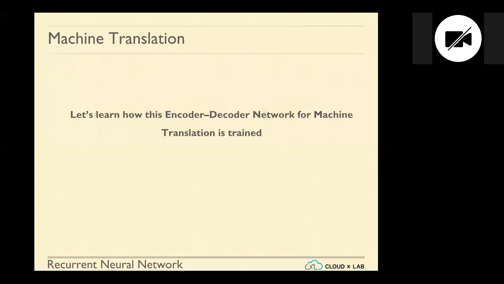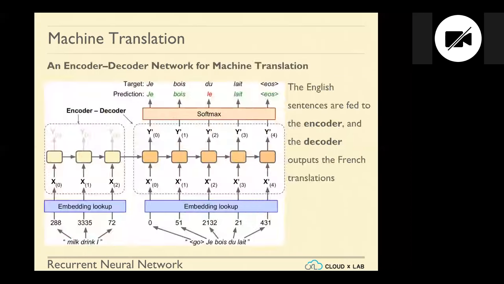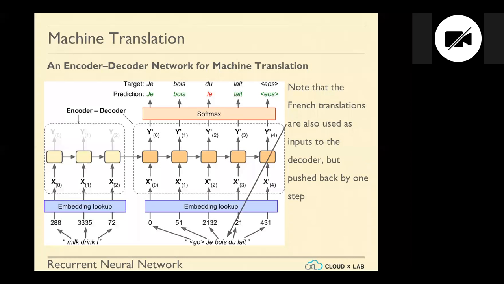All right, so let's learn how the encoder decoder network for machine learning translation is trained. The English sentences are fed into the encoder, and the decoder outputs the French translation. So there are two neural networks. Both are recurrent, and it's a composite of two recurrent networks. One is the encoder and the other is the decoder.